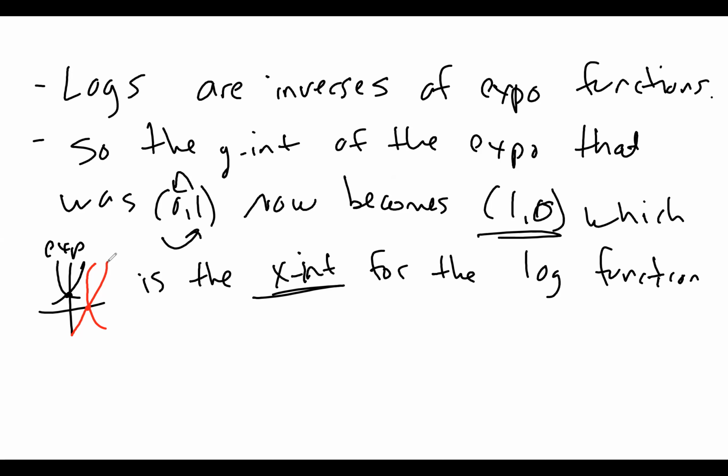All right. So let's go ahead, and there's just a few more things that I want to tell you, and then we'll finally get to look at a picture. Okay. So the logs are inverses of exponential functions. The y-intercept of the exponential that we did have, which was (0, 1), now we're going to flip it, and it's going to become (1, 0). And now instead of being a y-intercept, it's going to be an x-intercept. Okay. So there's a few more things I want to tell you real quick, and then we will do it.